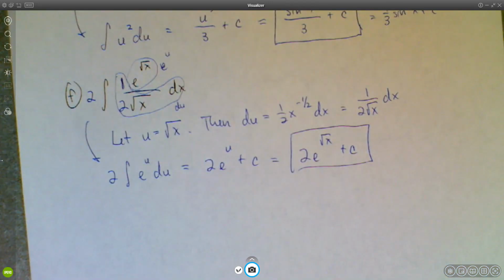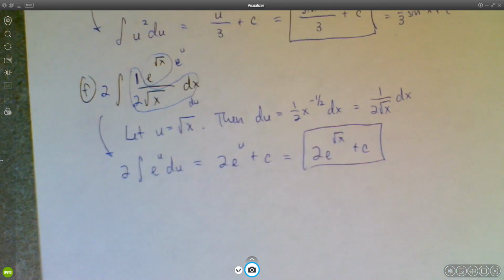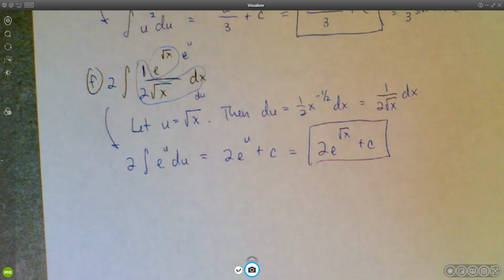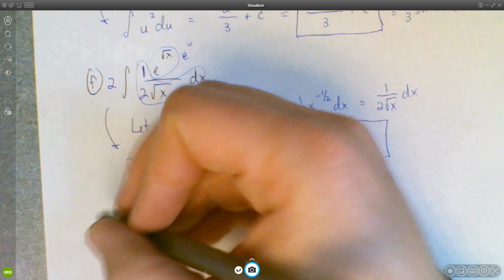As you can tell, u-substitutions make a lot of these complicated integrals really not too bad. Not bad at all, in fact. Okay, how many more do I have? I have 6 more. Okay, let's do another one.